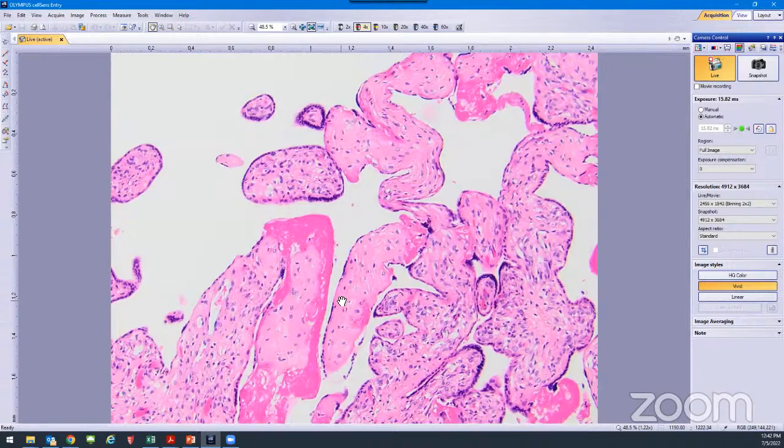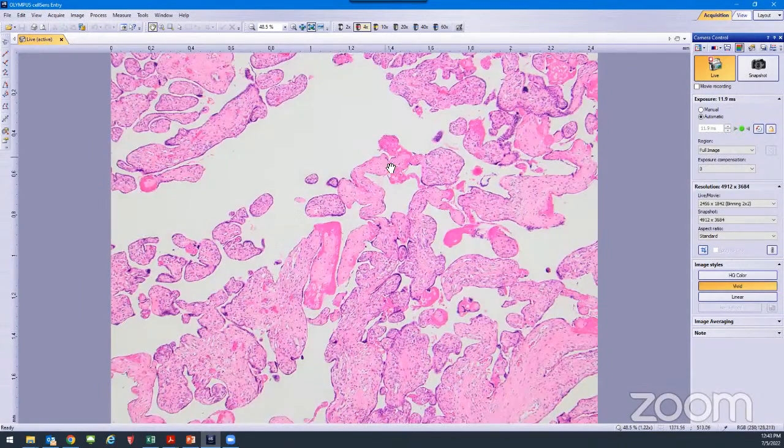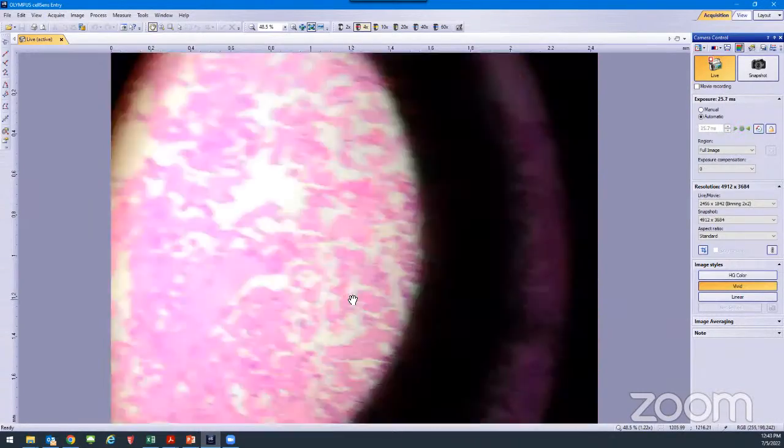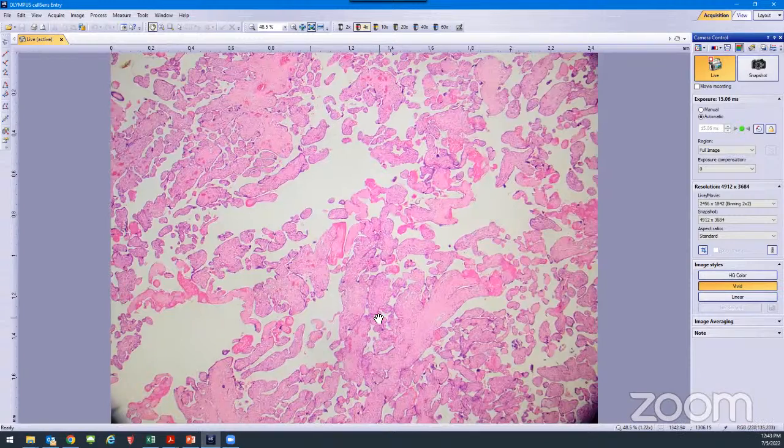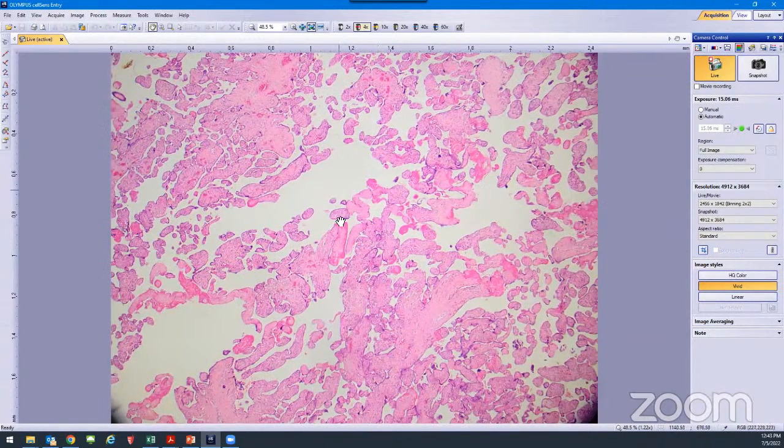Okay, now I recognized it from high power, go back to lower power. Can I find them again? And that's how you kind of train your eye to start picking out these avascular villi, even from low power. Now that I know, okay, these are avascular villi, oh, maybe I see some more over here. Maybe one over here.